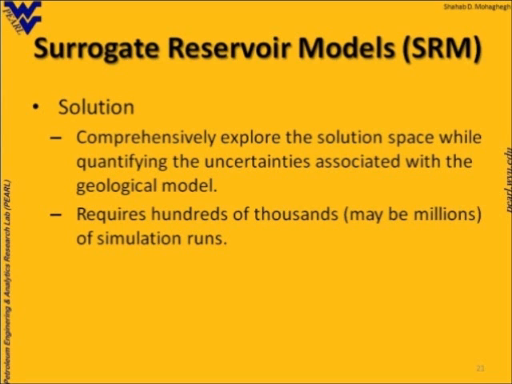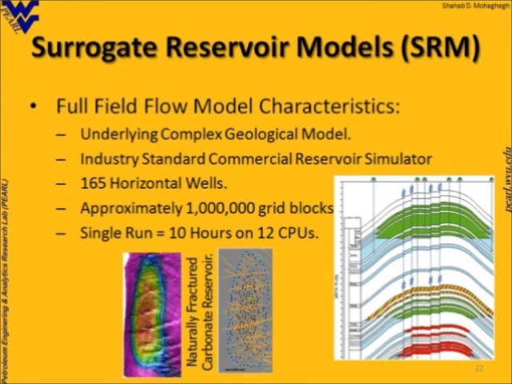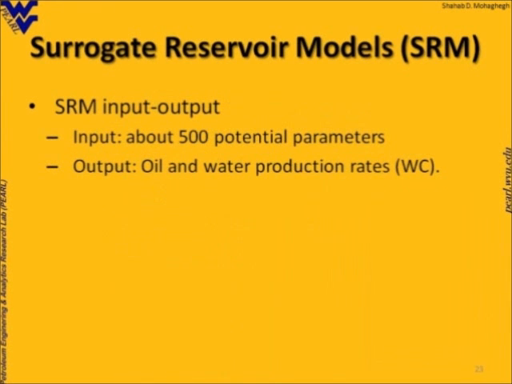But there was one problem. I had 165 wells, 1 million grid blocks, and it took 10 hours to make a single run with a commercial reservoir simulator that everybody is familiar with, on a cluster of 12 CPUs. Making 1 million runs would take about 125 years. So we built an SRM. The input to SRM was 500 potential parameters. The output was the oil, water, cumulative production, and instantaneous water cut.